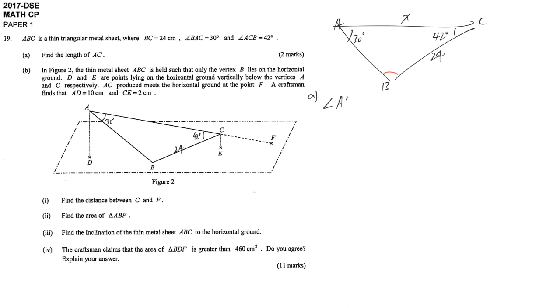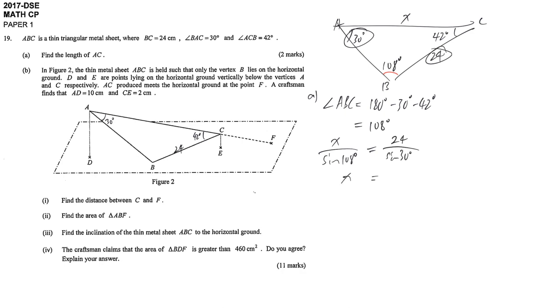In part A, angle ABC is equal to 180 degrees minus 30 degrees minus 42 degrees because of angle sum of triangle, 108 degrees. After that, we can write down the sine formula. x over sine 108 degrees should equal to, we have 30 degrees and 24, so we use this combination, 24 divided by sine 30 degrees, so x is 48 sine 108 degrees, we have 45.6507128. Write down as many digits as you can. Even if you forget to store it into the memory slot, you can still use this value. That's why AC is equal to 45.7.